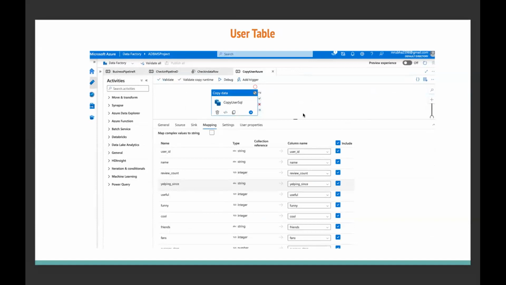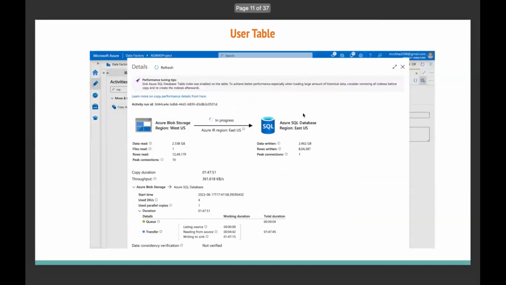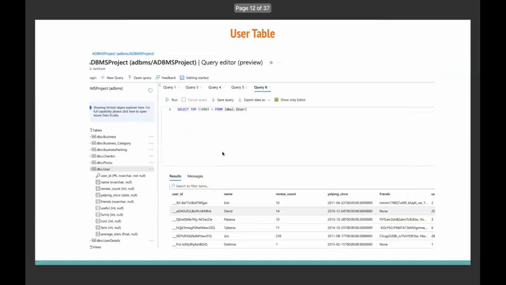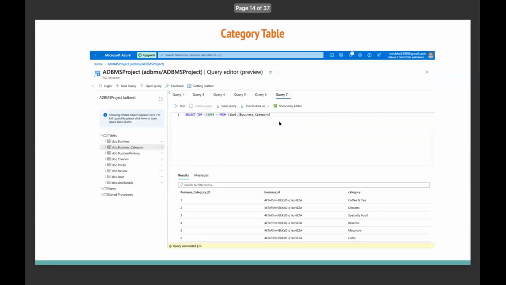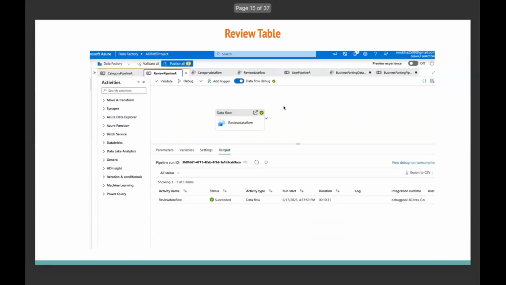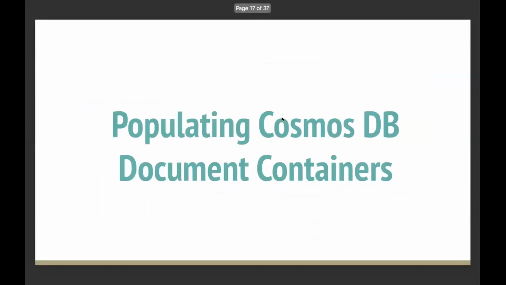This is the data execution pipeline for our user table, and this is the completion screenshot of the same. And here we are just checking if the data is loaded or not. So as you can see, the data is successfully loaded into the sink. This is the similar pipeline for our category table. And this is the review table data pipeline execution screenshot. And so thus far we have populated the data into our Azure SQL database.